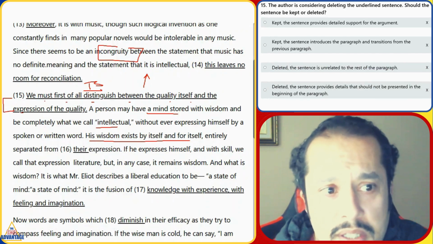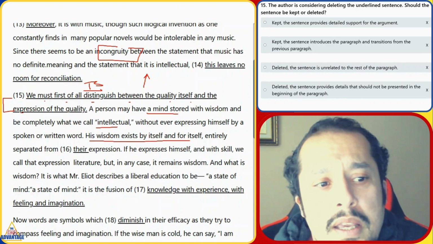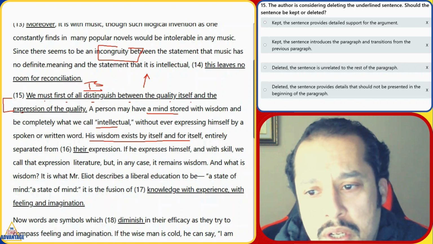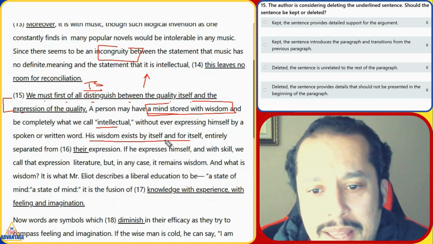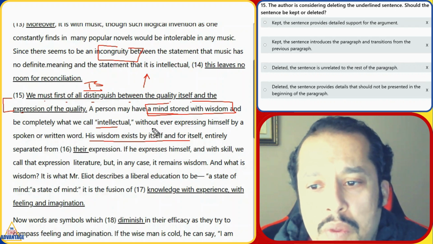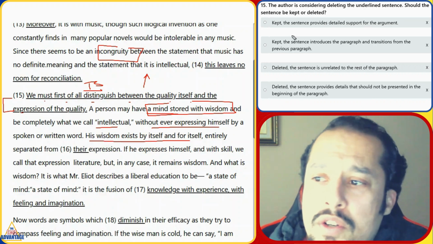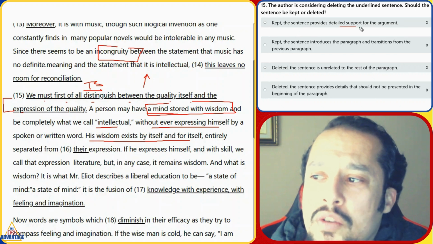And the paragraph does that, right? It discusses the incongruity between the quality and expression, right? So here we have the quality of mind stored with wisdom, and here we have the expression without expressing himself in written word. So answer A, the sentence provides detailed support for the argument.